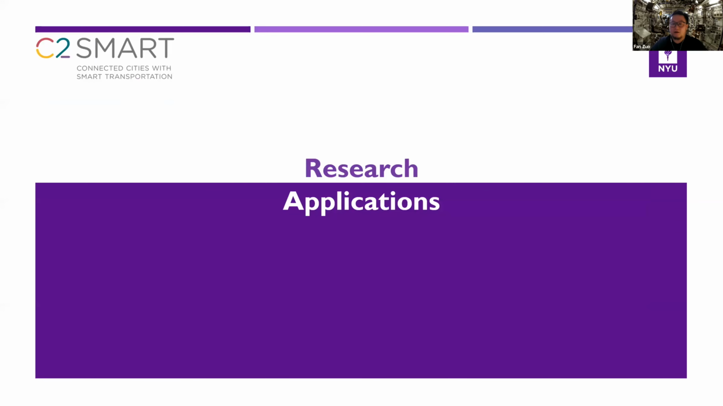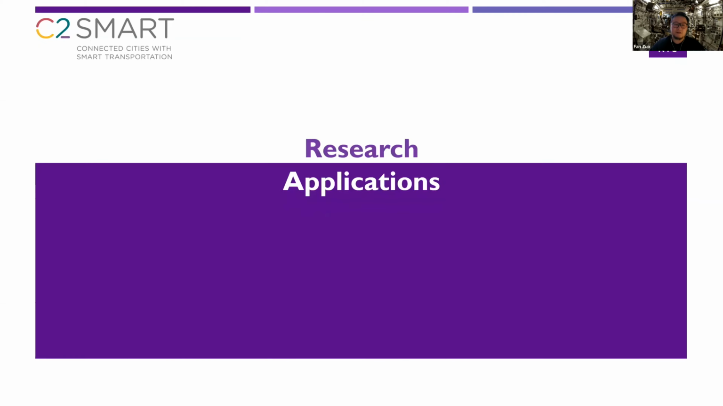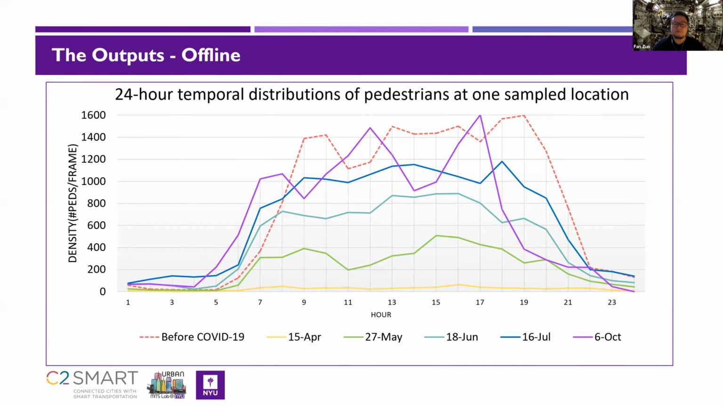Okay, let's move to the application part. Like I introduced before, the framework can provide different outputs according to different purposes. So I will give some examples to explain how to read and use the output to do the analysis. The first one is the 24-hour temporal distribution of pedestrians at one sample location, which here is 5th Avenue and 42nd Street.